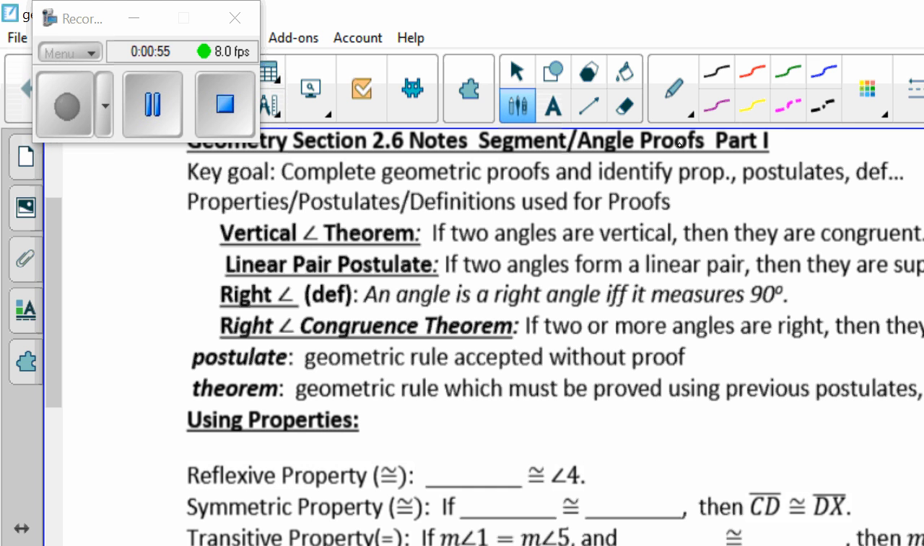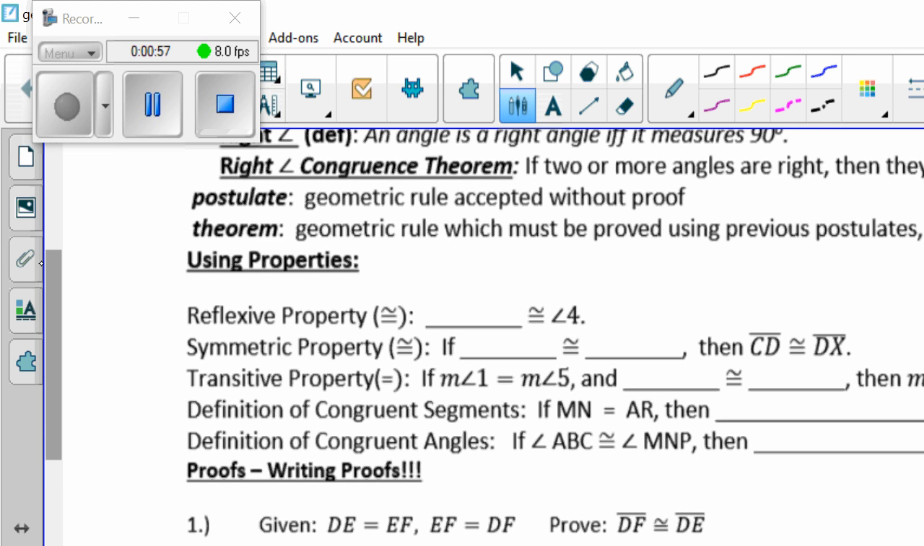So let's review some of the properties that we've talked about. The reflexive property of congruence. Remember, reflexive is like looking in a mirror. You get the exact same thing back. So what is congruent to angle 4? That would be angle 4 is congruent to angle 4.